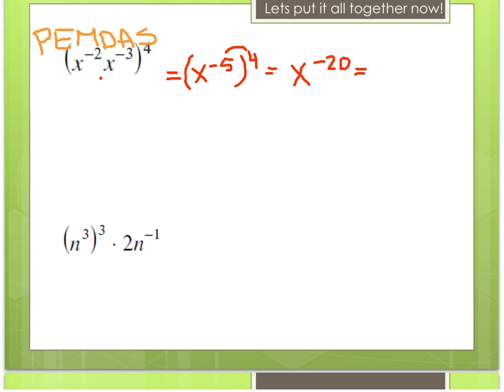Well, no negative powers, right? So that guy needs to flip over the fraction. So I get x to the 20th. Final answer there.